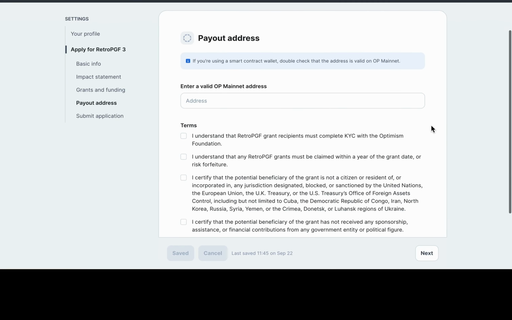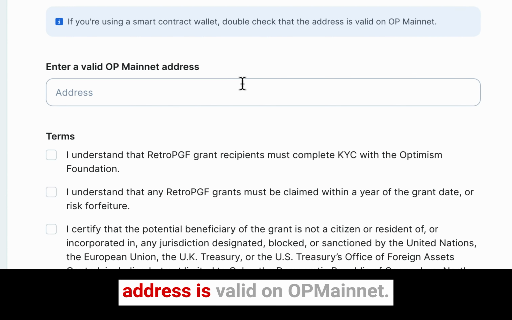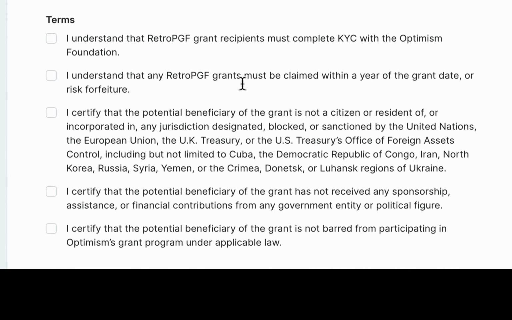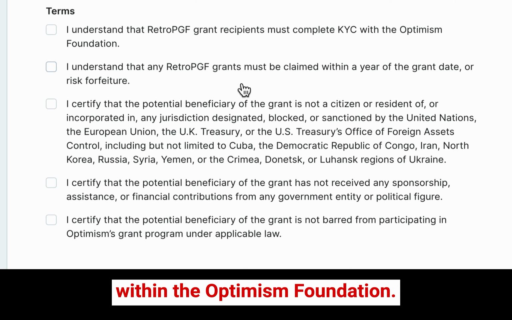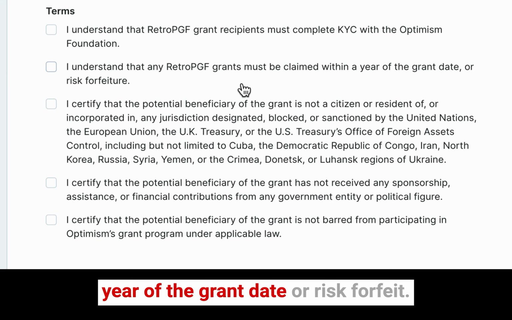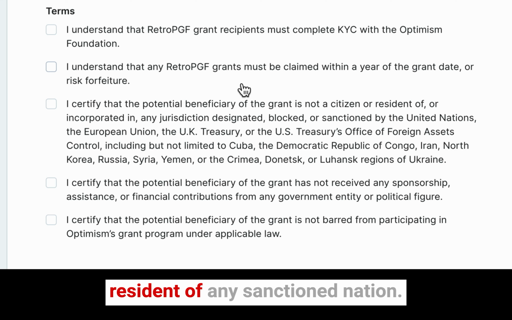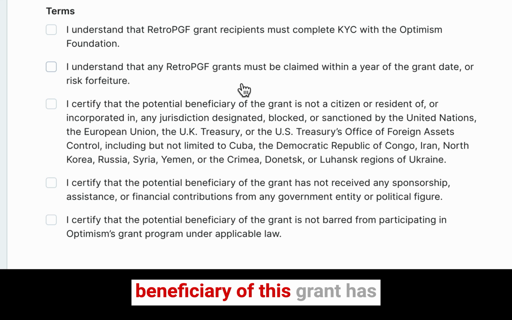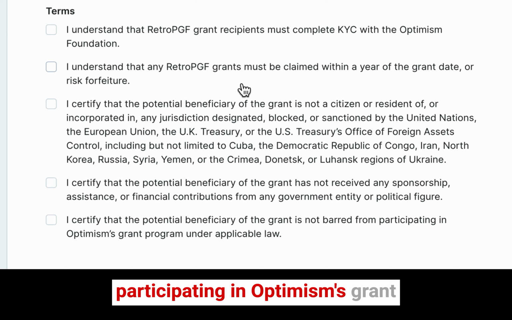Saved, click next. Payout address. If you're using a smart contract wallet, double check that the address is valid on OP mainnet. Enter a valid address. I understand that RetroPGF grants must complete KYC within the Optimism Foundation. I understand that any RetroPGF grants must be claimed within a year of the grant date or risk forfeit. I certify that the potential beneficiary is not a citizen or resident of any sanctioned nation. I certify that the potential beneficiary of this grant has not received any sponsorship, assistance, or financial contributions from any government entity. I certify that the potential beneficiary of the grant is not barred from participating in Optimism's grant program under applicable law.